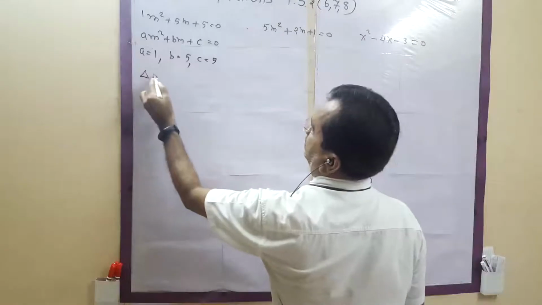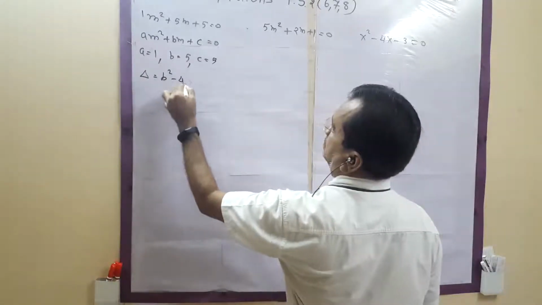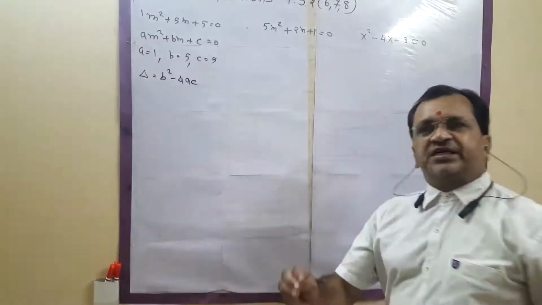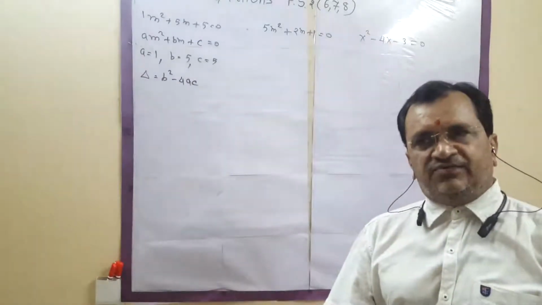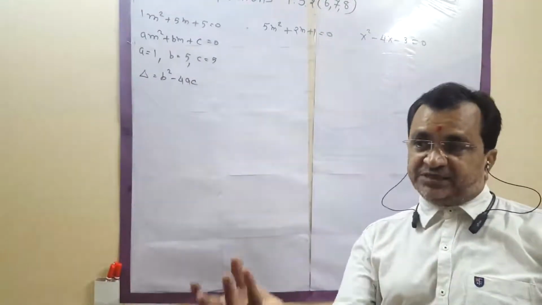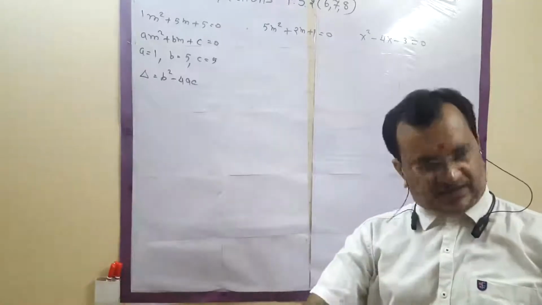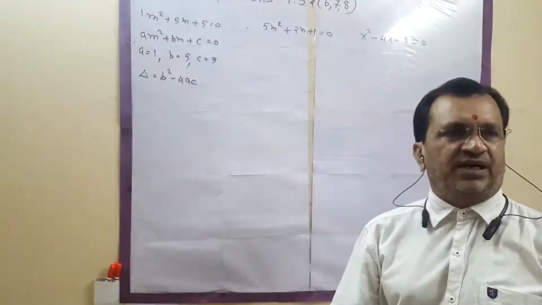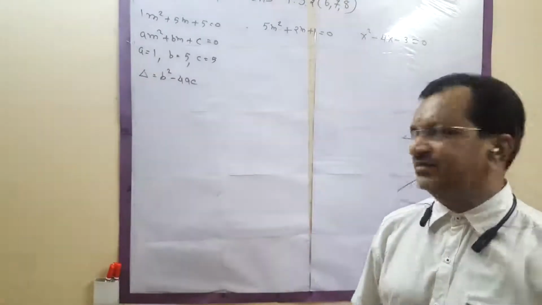Now discriminant. When factor is possible, you can do by factor method. If factor is possible but you are not getting which are the factors, you can go for the formula. Automatically the factors will arise.